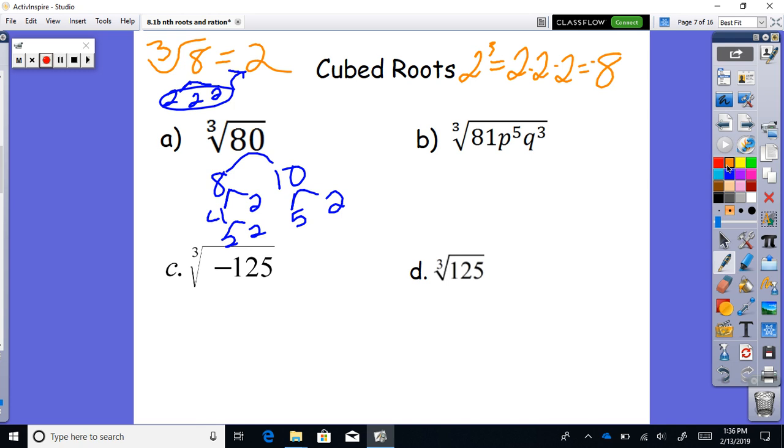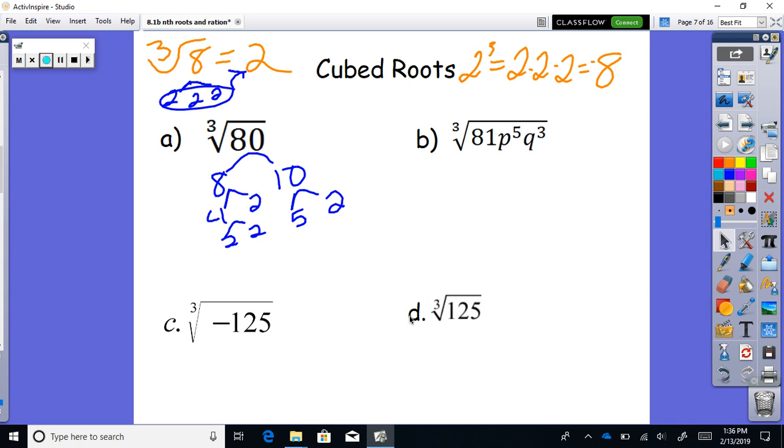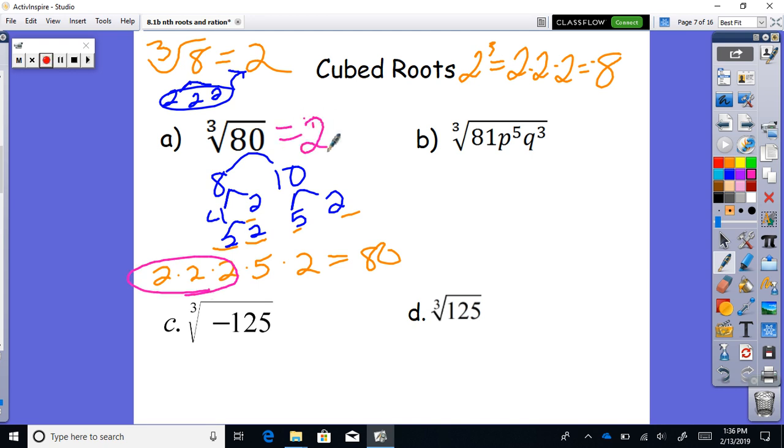If I think about what's left here, I have my prime factors: 2 times 2 times 2 times 5 times 2 will equal 80. Which means that I have a group of 2's I can take out. There's 3 2's here. So I could say that's equal to 2 on the outside, and then cubed root, and 5 and 2 stay in there. So 2 cubed root of 10 is how that would simplify.